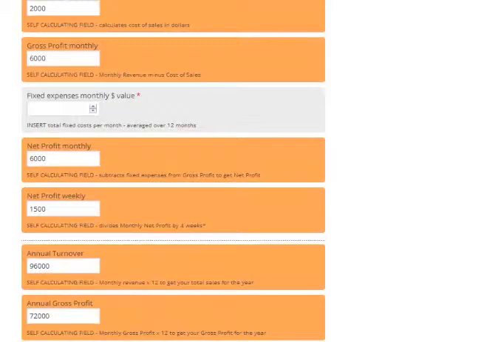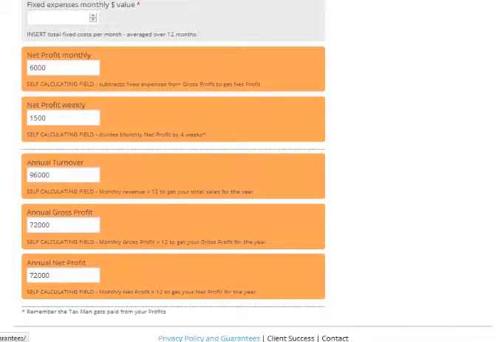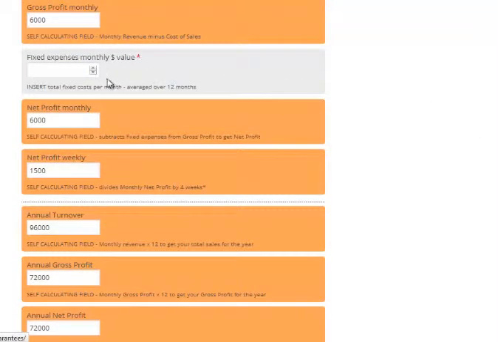Scrolling down, you need to enter your fixed expenses. Now, fixed expenses are the things that appear on your profit and loss statement that are the fixed expenses in your business. Just whether you have the doors open or not, you still have to pay these things. So rent, insurance, admin things, marketing, office stationery, phone, anything like that would be included in your fixed expenses.